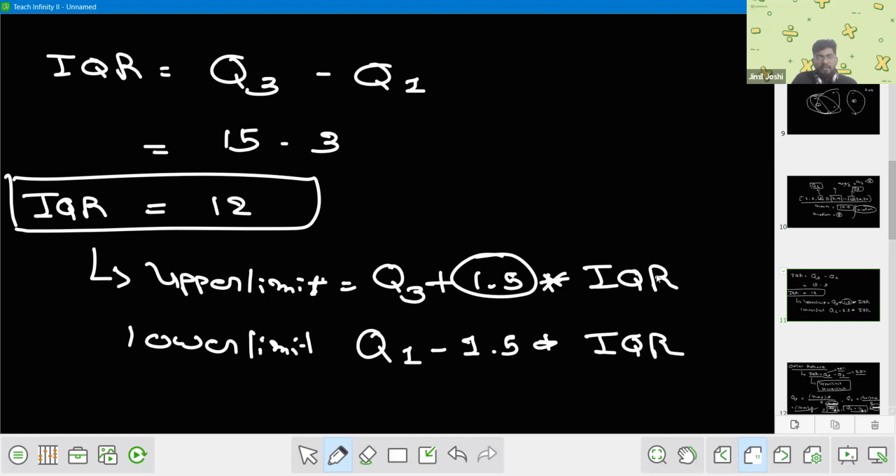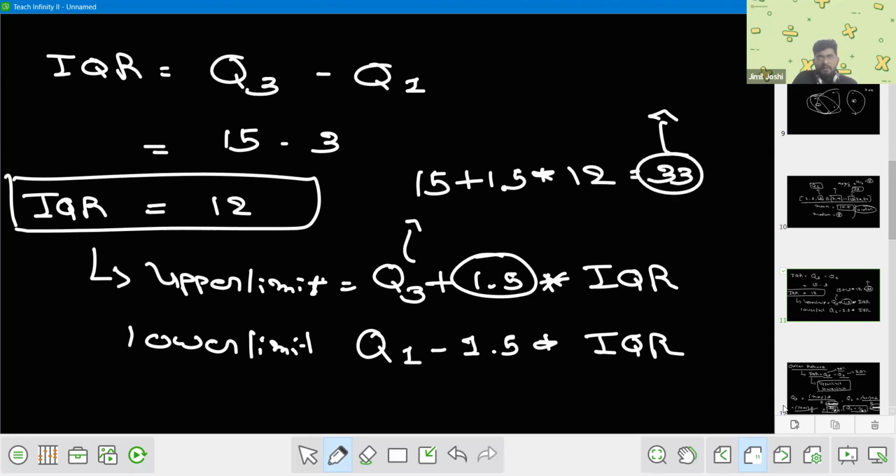So basically you will find both values, right? For this, I'm writing here Q3, which is basically your 15, plus 1.5 into whatever the IQR you have, which is 12. So 15 plus 12 into 1.5. Let's calculate this. 1.5 into 12 plus 15 is 33. It's the upper limit of your data.